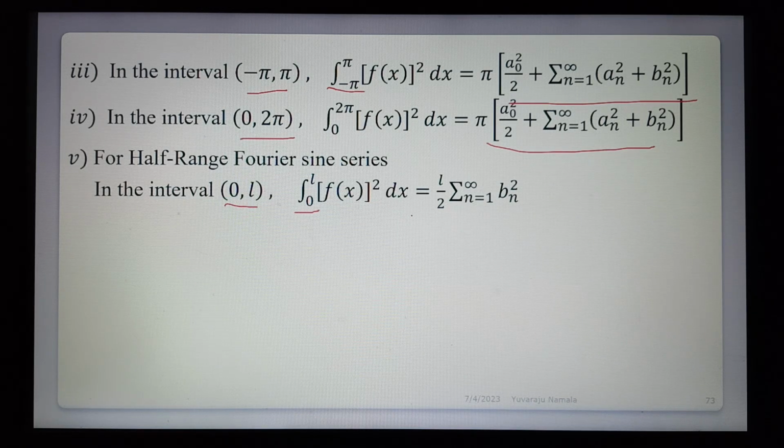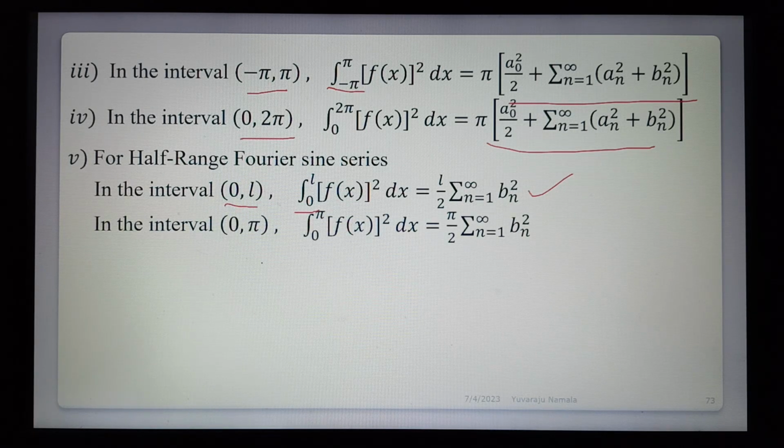For the half-range sine series, a naught and a n are automatically 0, so only b n is used, and here l by 2. Half-range means the integral from minus l to l, here it becomes even, so the 2 comes outside. Similarly in the interval 0 comma pi, that is minus pi to pi f of x whole square, and f of x whole square is always even, so the 2 comes outside. So that is pi by 2, l by 2. This is for the half-range Fourier sine series.